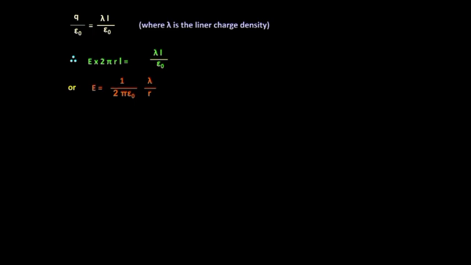E is equal to 1 by twice pi epsilon naught times lambda by r. So this is the value of the electric field intensity. So we have seen that here the only variable is r. That means distance is the only variable. So for a long charge wire, the electric field is dependent only upon the distance of the point from the charge wire.